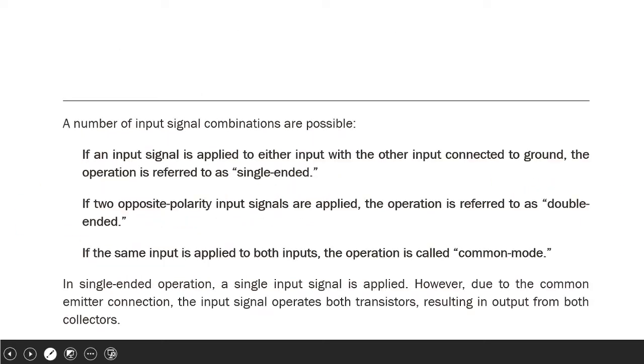Okay. So a number of input signal combinations are possible. So ito yung mga combination na pwede natin gawin. So if an input signal is applied to either input with the other input connected to the ground, that is what we call a single-ended operation. So remember, in single-ended operation, kailangan ilalagay natin sa ground yung other side. If two opposite polarity input signals are applied, the operation is referred to as double-ended. So take note, dapat yung signal na ipapasok natin ay opposite yung polarity nilang dalawa.